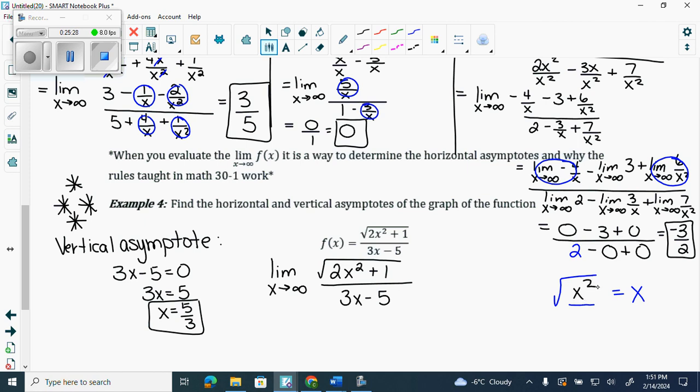Do we not agree? So I'm going to divide the bottom by x.